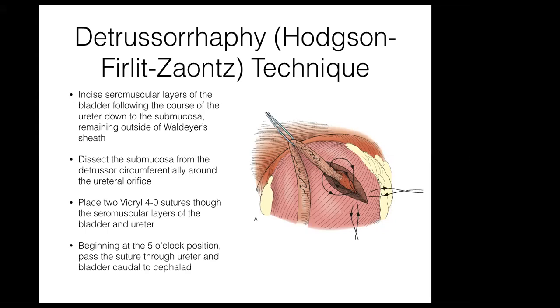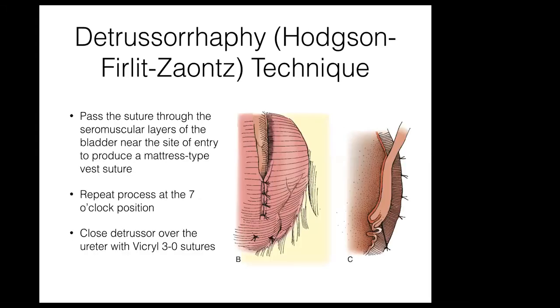And then you place 2 Vicryl 4-0 sutures through the seromuscular layers of the bladder and the ureter. You begin at the 5 o'clock position, you pass the suture through the ureter and then the bladder, caudal to cephalad. You pass the suture through the seromuscular layers of the bladder near the site of entry to produce a mattress type of suture. You repeat this process at the 7 o'clock position. And then you close the detrusor layer over the ureter with Vicryl 3-0 sutures.